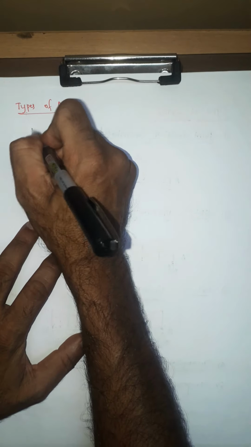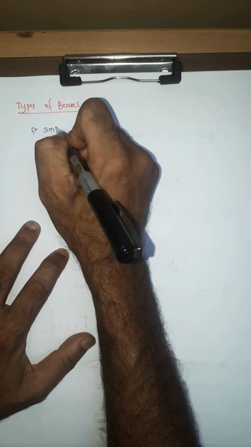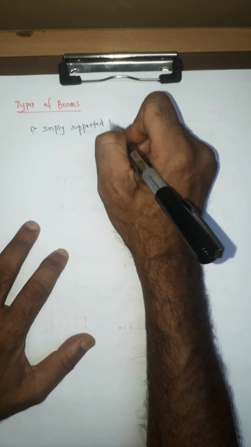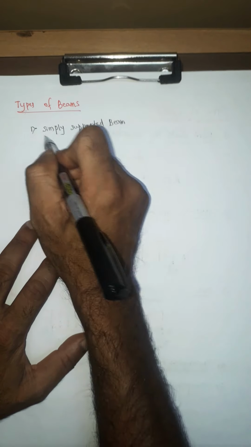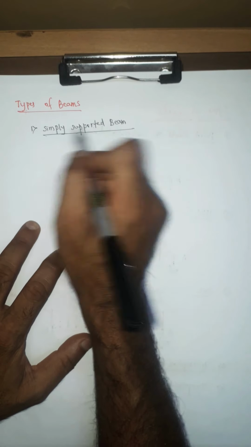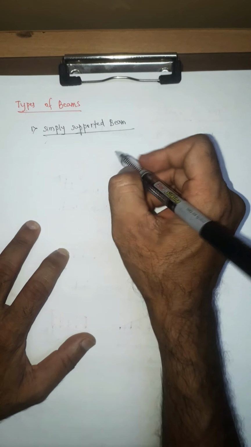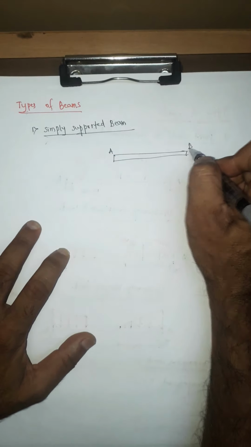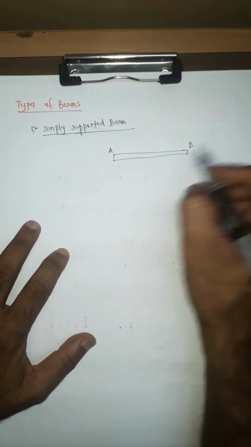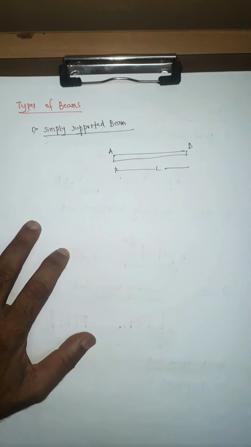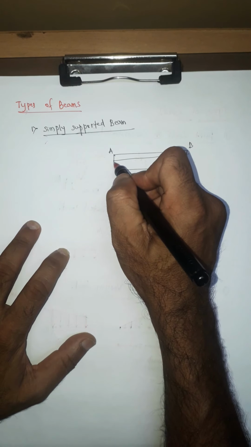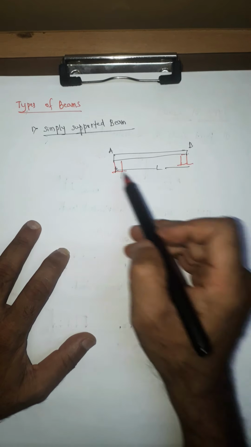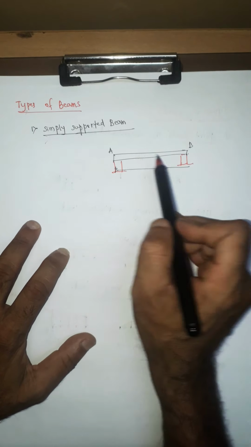One is the simply supported beam. Depending upon which type of supports you are providing, the beam will be classified. See, this is a beam, as you already know, of length L, and it will be supported on two simple supports. So this beam is called a simply supported beam.